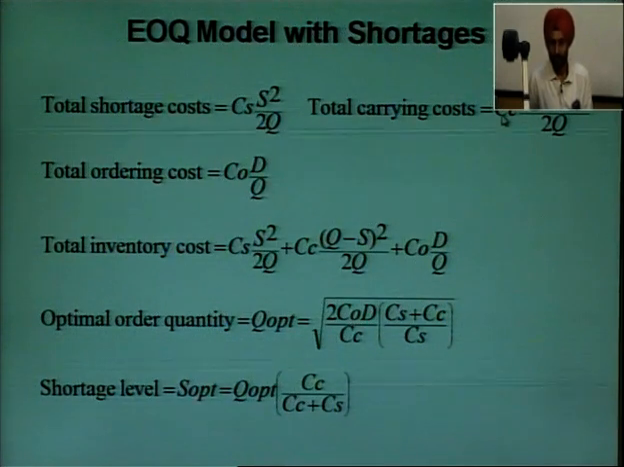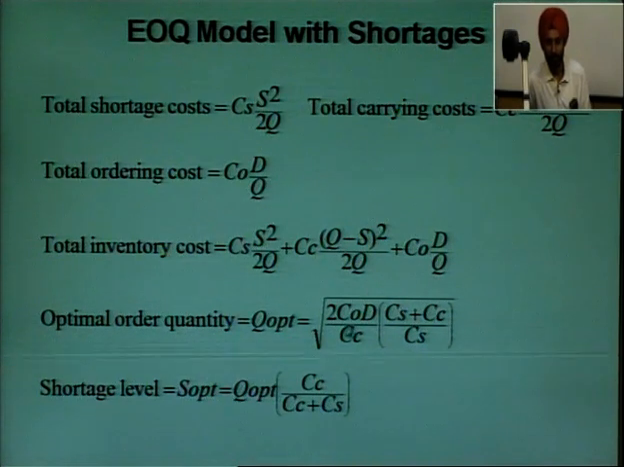So, carrying cost, total carrying cost, multiply by carrying cost per unit. Here, shortage cost per unit, that is total shortage cost, total carrying cost, total ordering cost as it is, total inventory cost is the sum of these three costs, and finally, differentiate with respect to Q as well as S and you will get the optimum Q with this formula, and your optimum shortages are equal to Q optimum into Cc divided by Cc plus Cs.